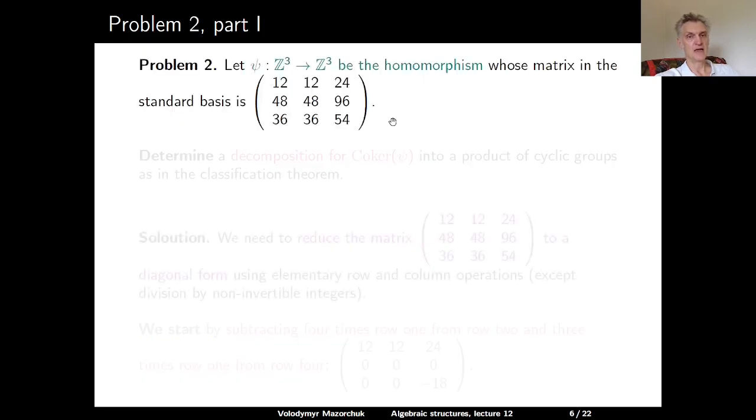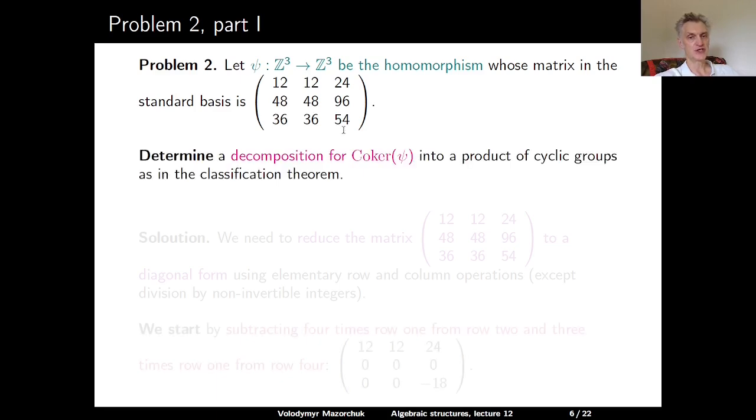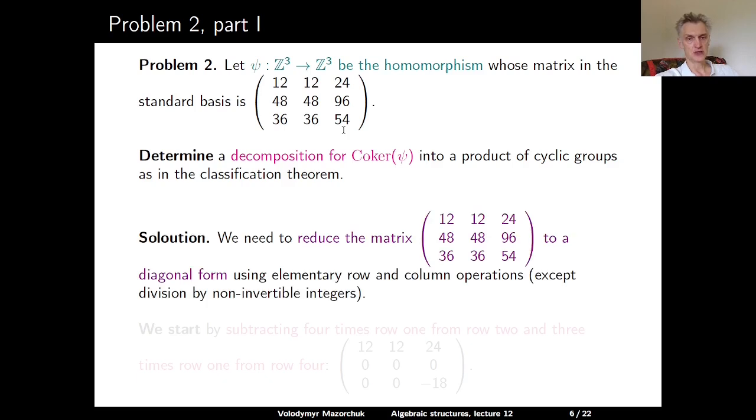Problem 2. Let phi be an endomorphism of Z^3, whose matrix in the standard basis is the matrix 12, 12, 24, 48, 48, 96, 36, 36, 54. Determine a decomposition of the cokernel of phi into a product of cyclic groups as in the classification theorem for finitely generated abelian groups. Solution.